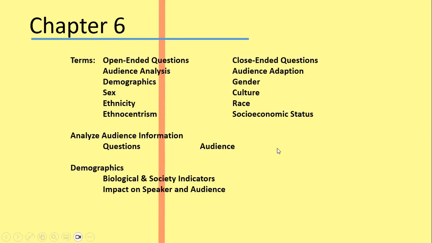So there we go. Chapter 6. Chapter 6 is analyzing your audience. Chapter 6 is very important. It's probably the most important early chapter because it gives you a lot of information. And it's actually 2 slides. Chapter 7 is actually a very short chapter.